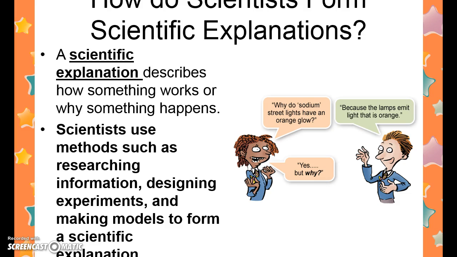So the girl in this graphic says, why do sodium streetlights have an orange glow? So just so you know, different types of lights are made of different elements. Sodium is an element on the periodic table, and when electrical current is passed through it, it glows orange, and we'll see that next year when we study chemistry. And the guy says, because the lamps emit light that is orange. That's not really a good explanation. The explanation I gave you is right, because sodium, when electrical current is passed through it, glows orange. That is the correct way. So we have to make sure with scientific explanations that they are actually explaining what we're observing.